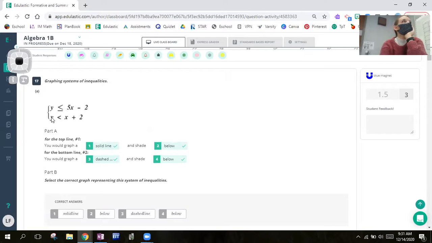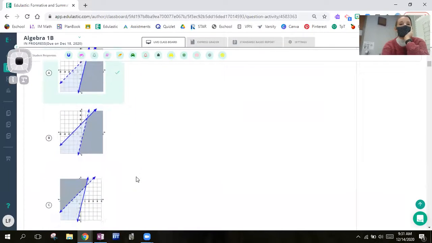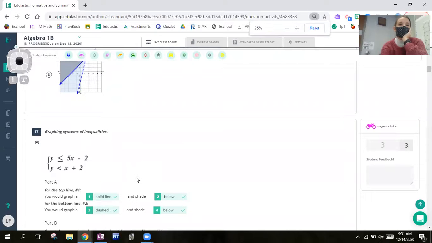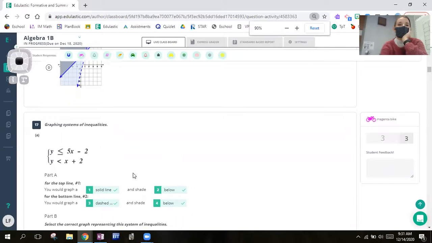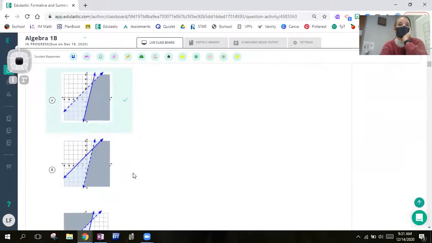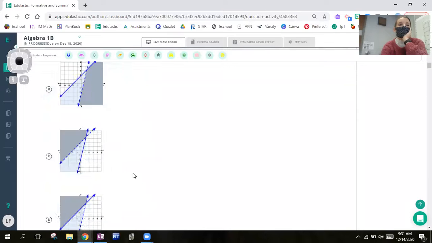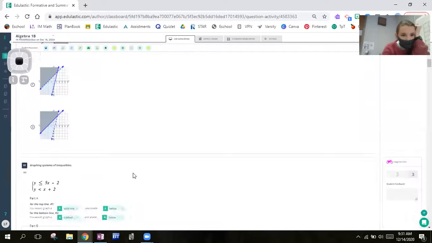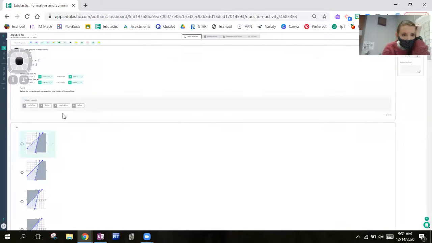All right, same on this one. It says for this bottom line, number 2, you would graph a dashed line, and it's dashed because it's not equal to right here. And it would also be below the line because it's less than. And so then you would have to match it to its correct graph, which I know that these were really weird, and it also had the same one twice. I think they're all mixed up.